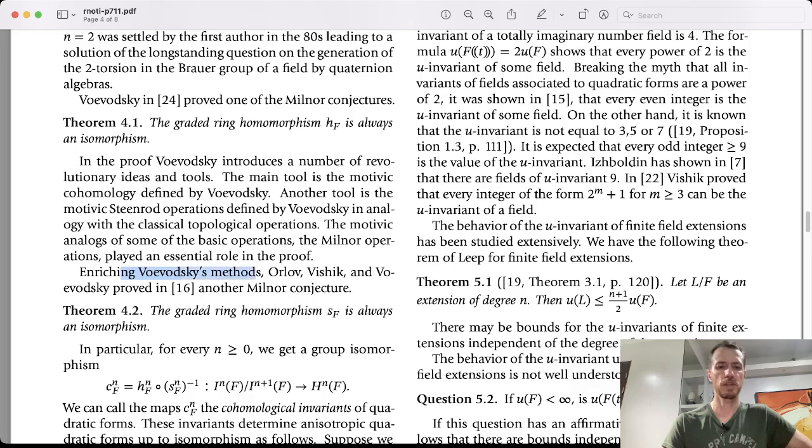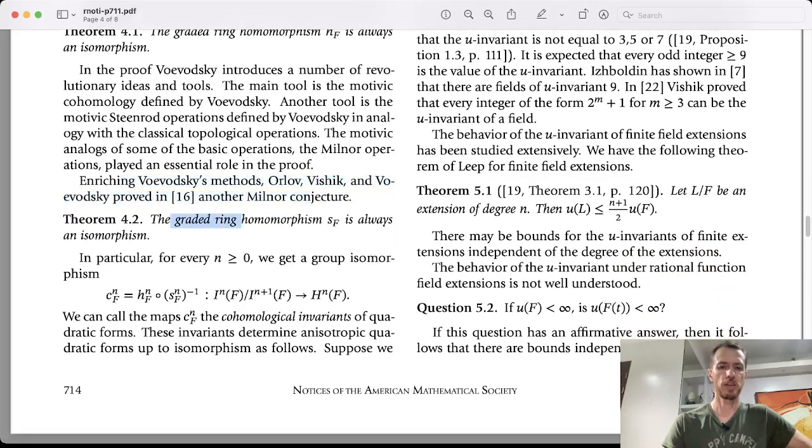Enriching Voevodsky's methods, Orlov, Vishik, and Voevodsky proved in reference 16 another Milnor conjecture. Theorem. The graded ring homomorphism S big F is always an isomorphism. In particular, for every n bigger than or equal to 0, we get a group isomorphism Cn big F equals Hn big F composed with the inverse of Sn big F, from the nth power of the ideal of big F mod the n plus 1th power of the ideal of big F to big H to the n big F. We can call the maps Cn big F the cohomological invariants of quadratic forms.